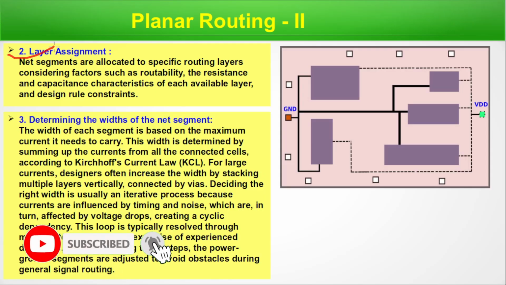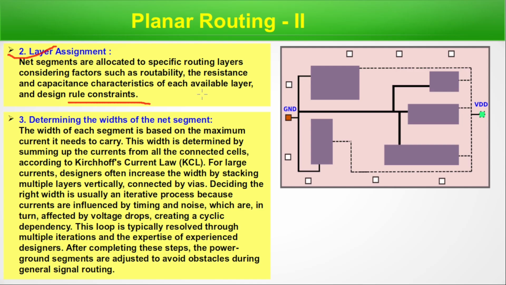Net segments are allocated to specific routing layers considering factors such as routability, the resistance and capacitance characteristics of each available layer, and design rule constraints. How much current will go through that layer, those calculations and everything like resistance, capacitance, all values are calculated depending on the layers assigned. Determining the width of the net segment.